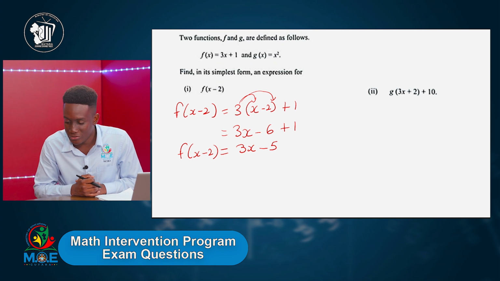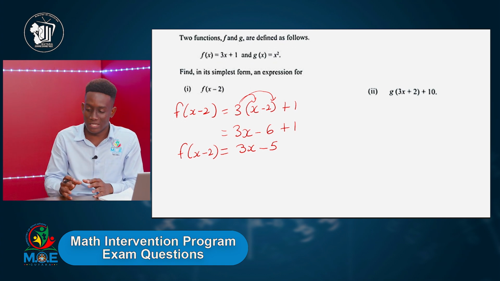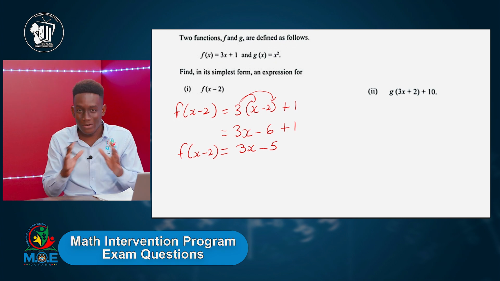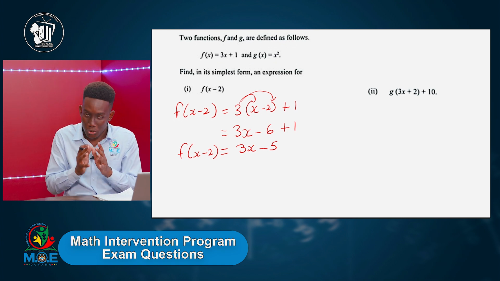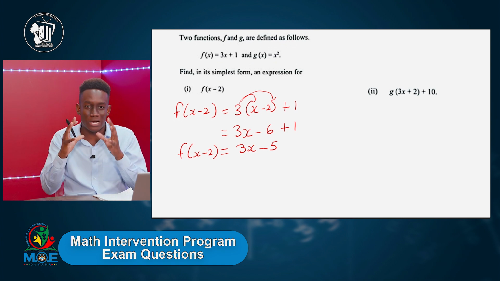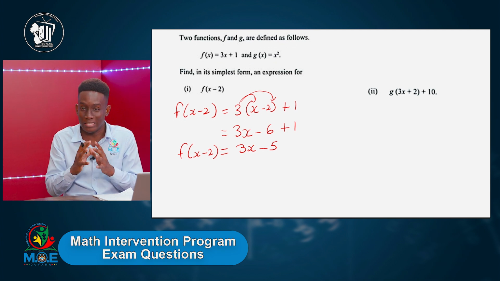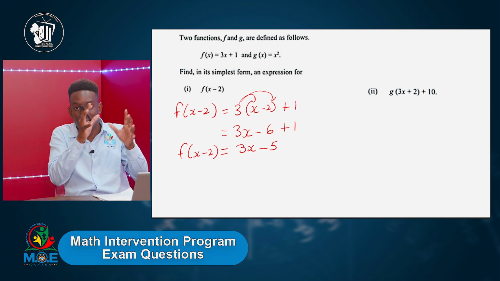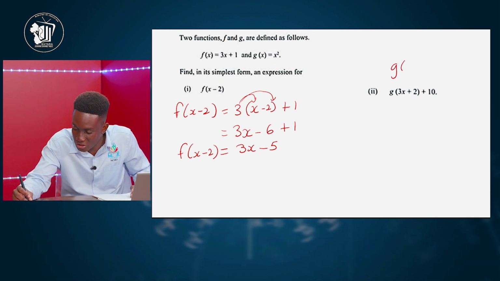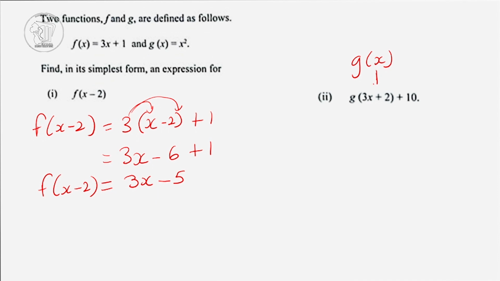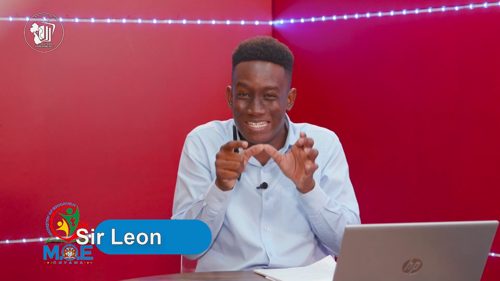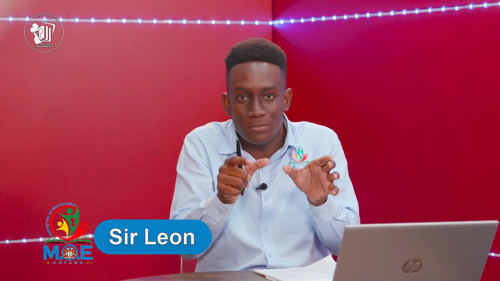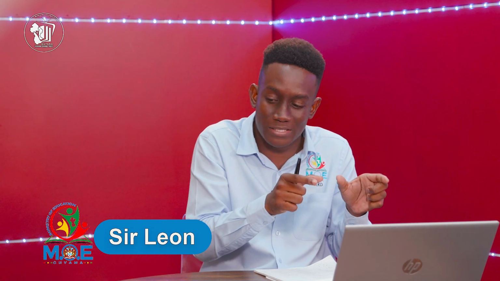g of 3x plus 2 plus 10. So just remember, be very careful with this question. You're substituting whatever is in the bracket. That is what you're substituting. You're not substituting anything else. Whatever is in the bracket, that is what you're putting in the function. Remember, this is like if you have g of x. And whatever is in the bracket, that is what we're substituting. So we're not substituting the 10. The 10 will be in the function, but we're not replacing x with the 10.